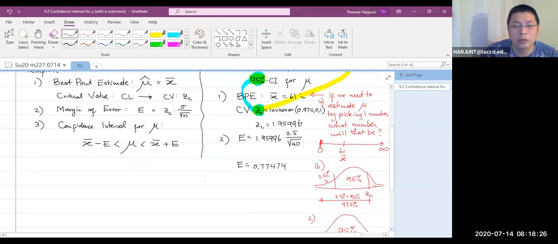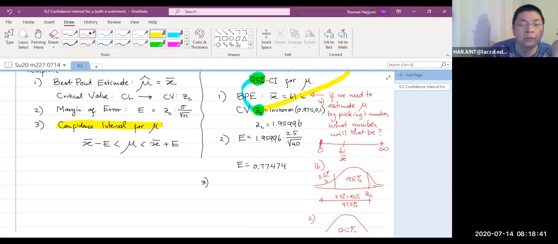Now then, step 3, let me move a little bit to the left. Before you start your confidence interval, you need to do a declaration. You have to do a declaration. For your homework, that's half a point. For your test, that will be 1 point. You need to do your declaration.